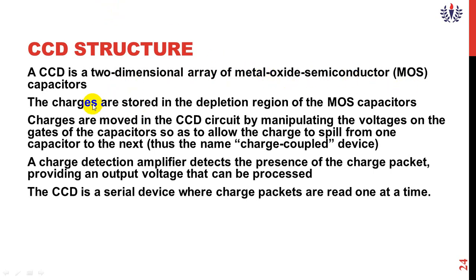The charges available in the capacitors are stored in the depletion region. Then the charges are moved in the depletion region by manipulating the voltage gates, from one place to another, that is, from one capacitor to the next stage. Whatever charges are available in the depletion region, an amplifier will detect the presence of the charge and provide an output voltage that can be processed.